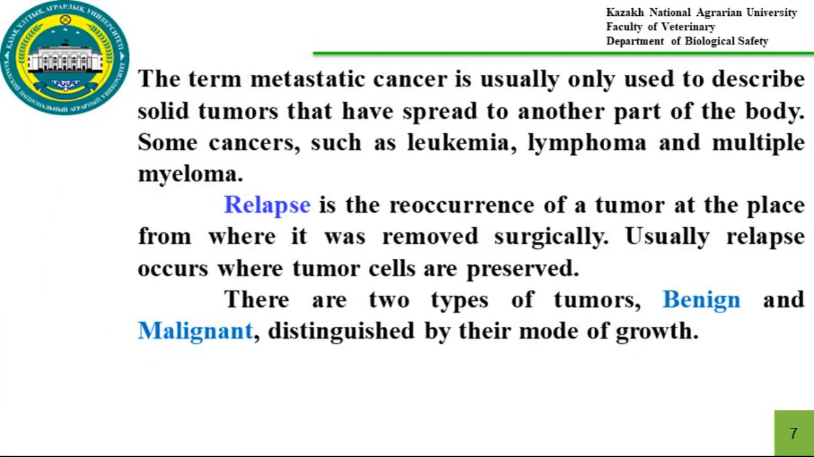The term metastatic cancer is usually only used to describe solid tumors that have spread to another part of the body. Some cancers, such as leukemia, lymphoma, and multiple myeloma, are different. Relapse is the recurrence of a tumor at the place from where it was removed surgically. Usually, relapse occurs where tumor cells are preserved.